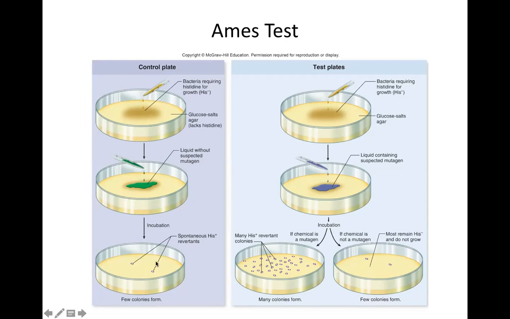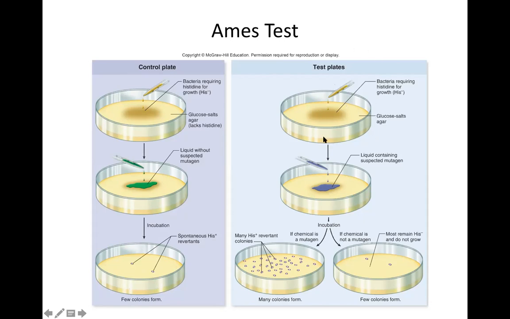Now, you see a couple colonies that grow here, but this is because, again, of a spontaneous mutation. Remember, bacteria, prokaryotic cells, are able to revert back to their wild type form. So you expect that to maybe happen. So this is a really important control plate to do, because then you do your real experimental plate.